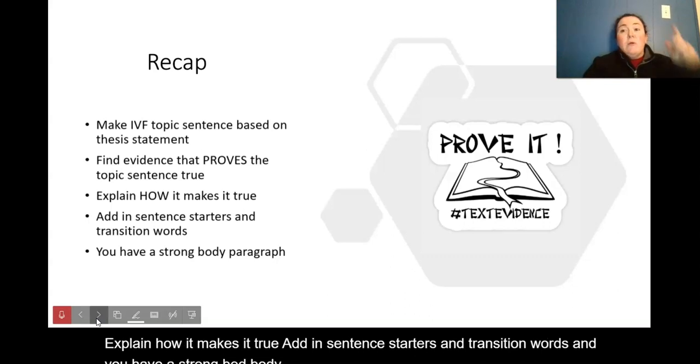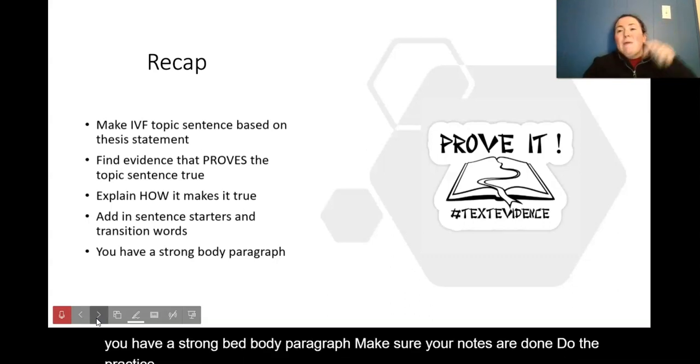Make sure your notes are done, do the practice activities, and then write the best body paragraph your teacher has ever seen.